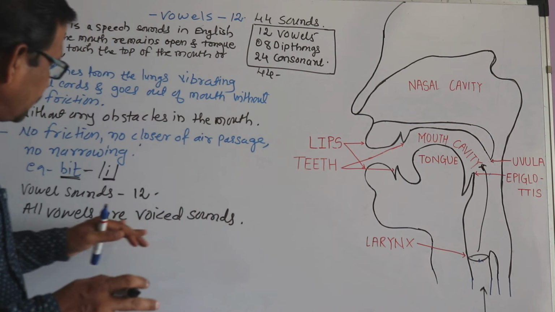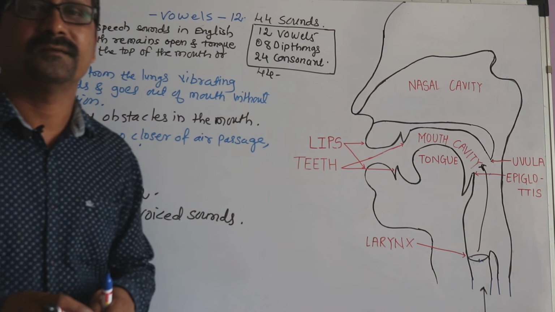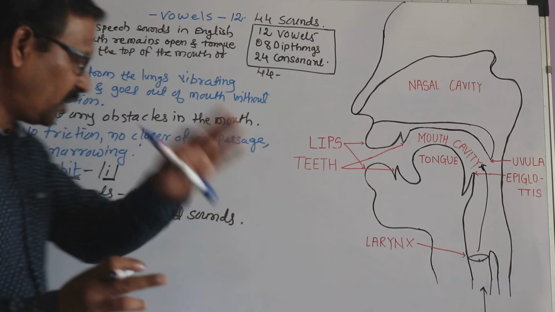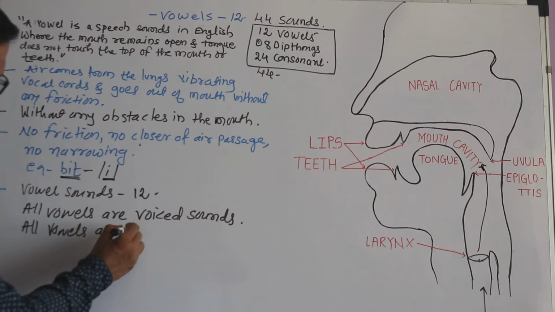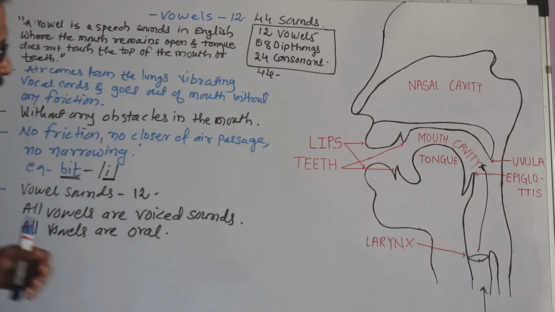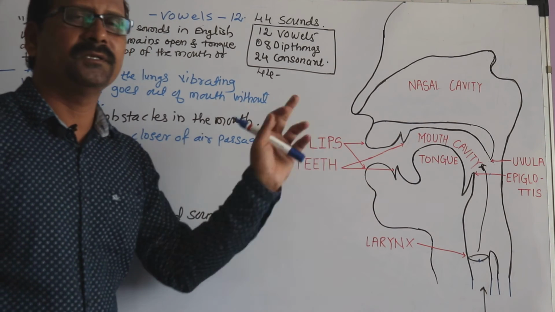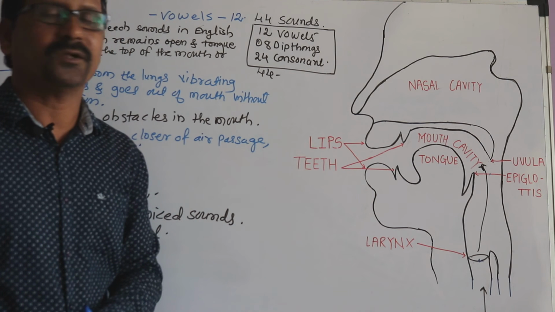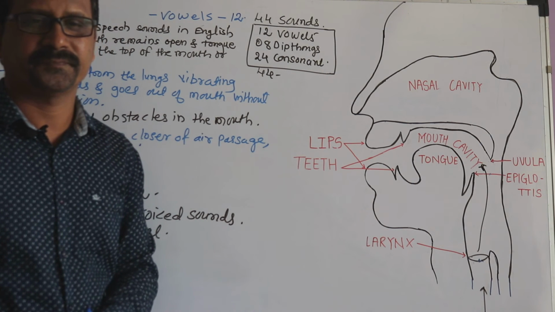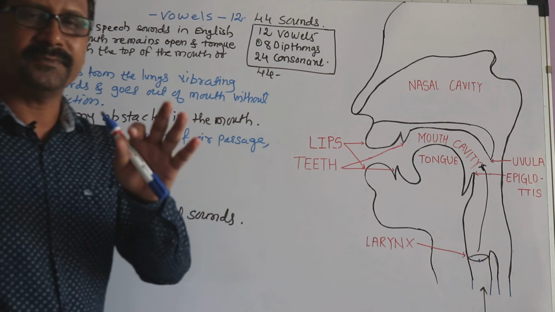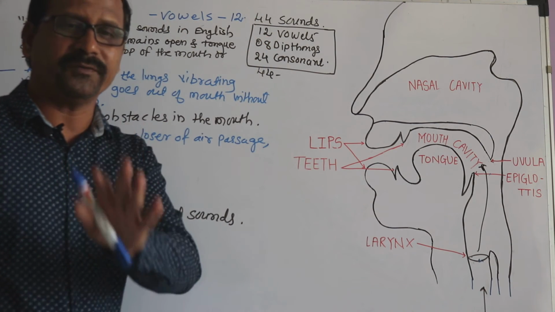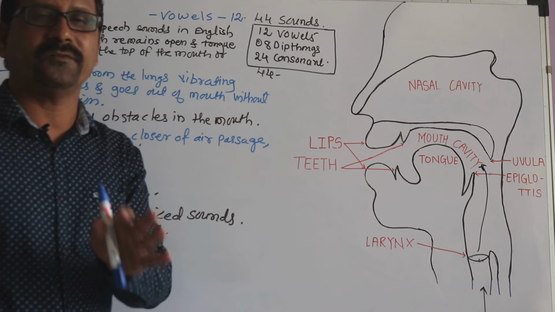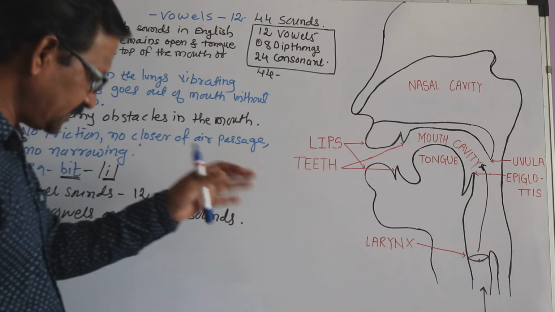So all vowels are voiced, and all vowels are oral. It means that all vowels are produced through the mouth only, not the nose. So friends, we have some categories of vowels. Though we have 12 vowels, some vowels are long vowels and some vowels are short vowels. So just have the list.